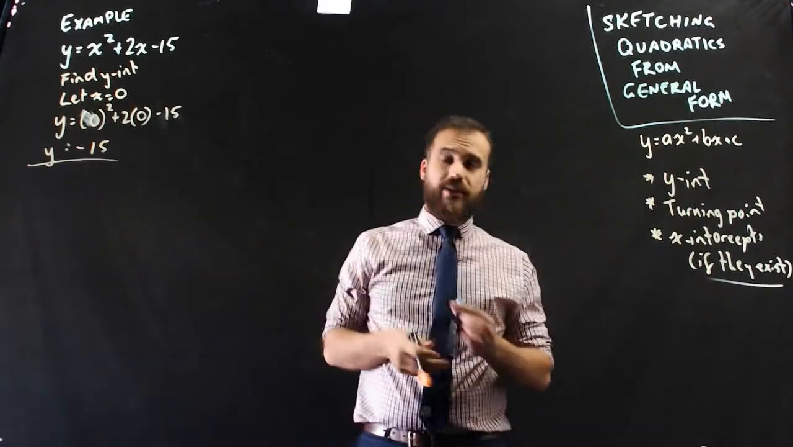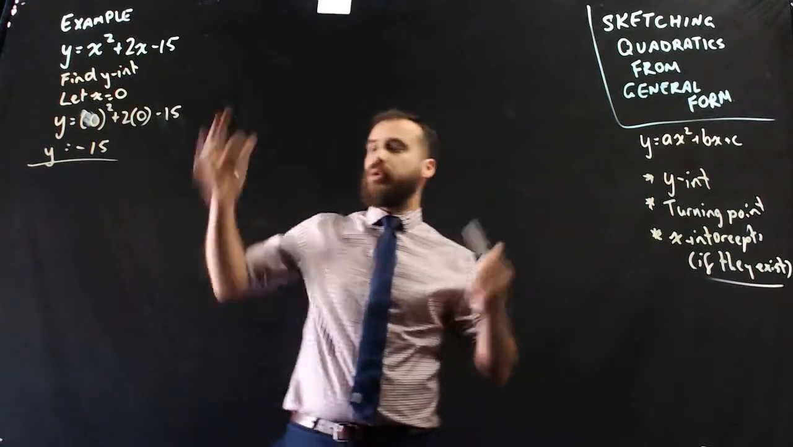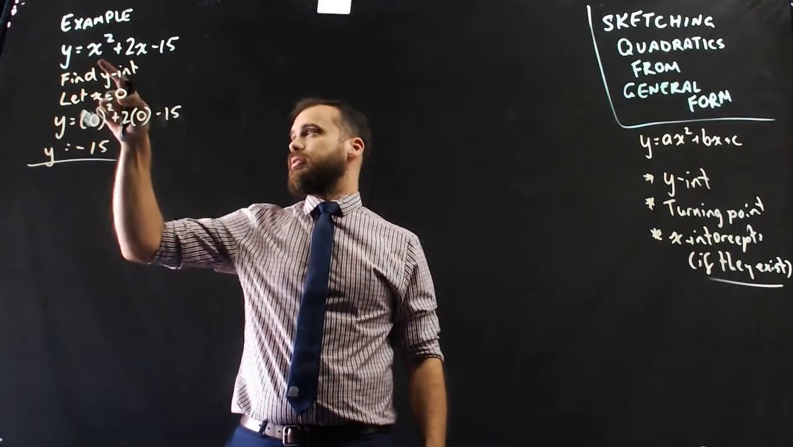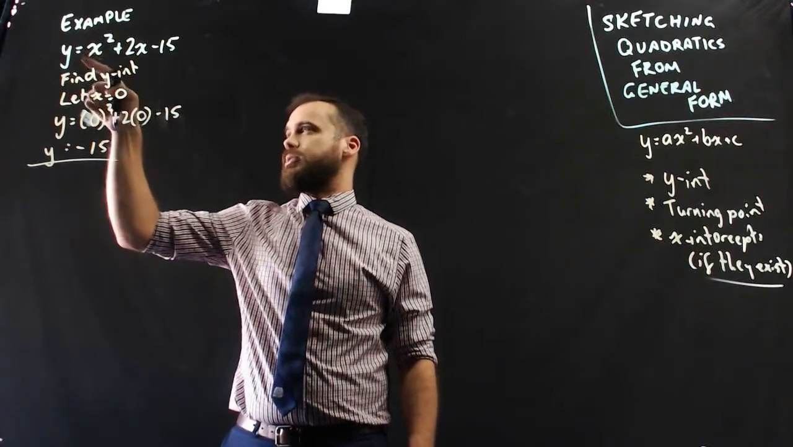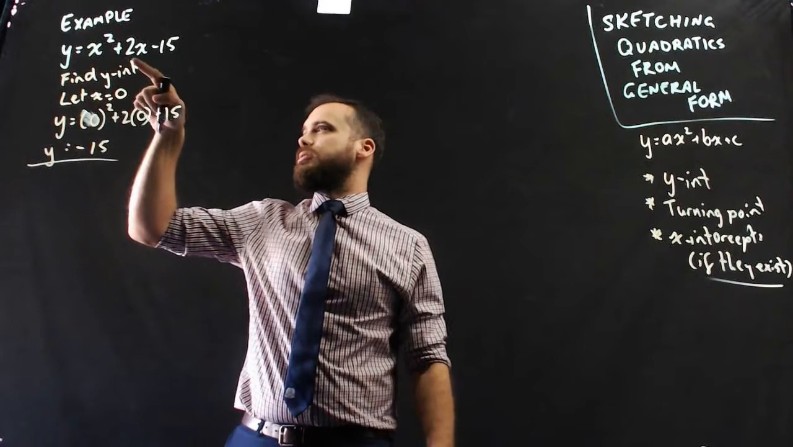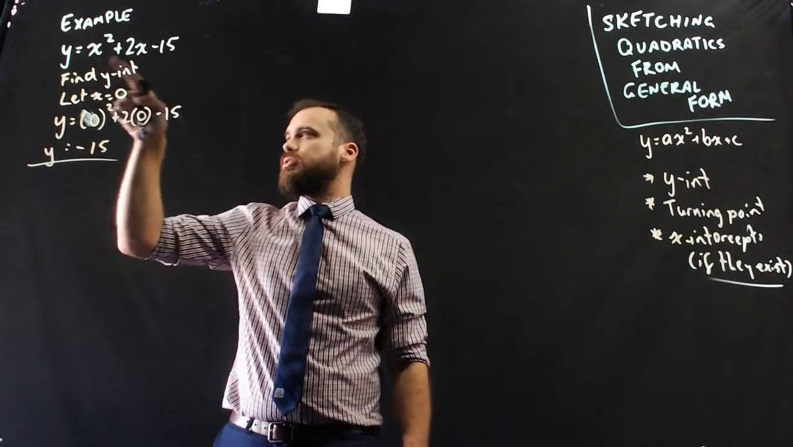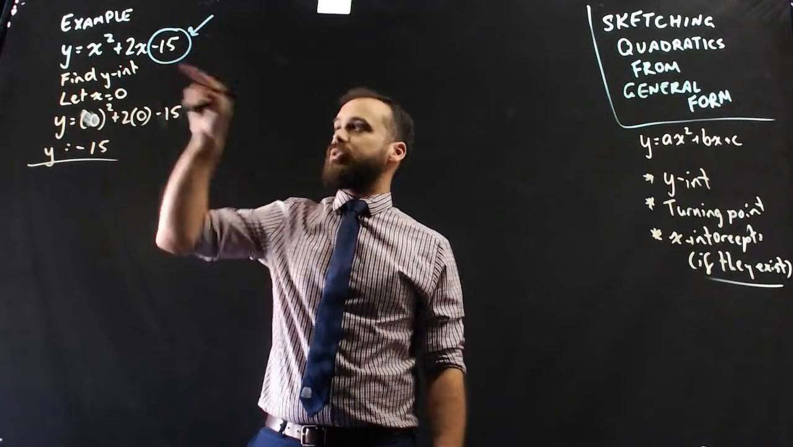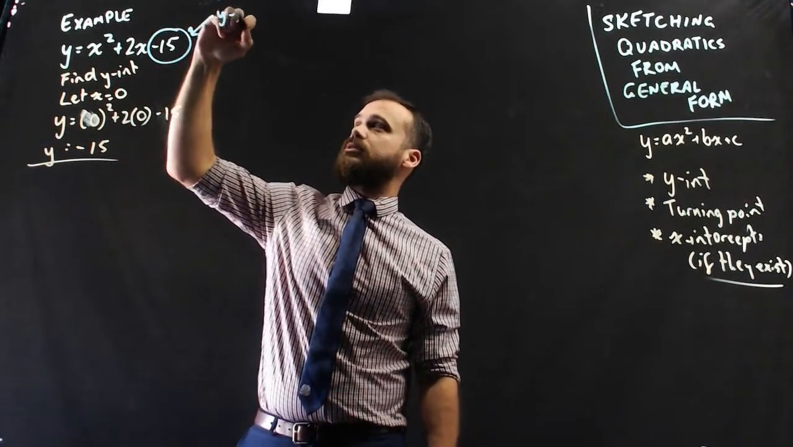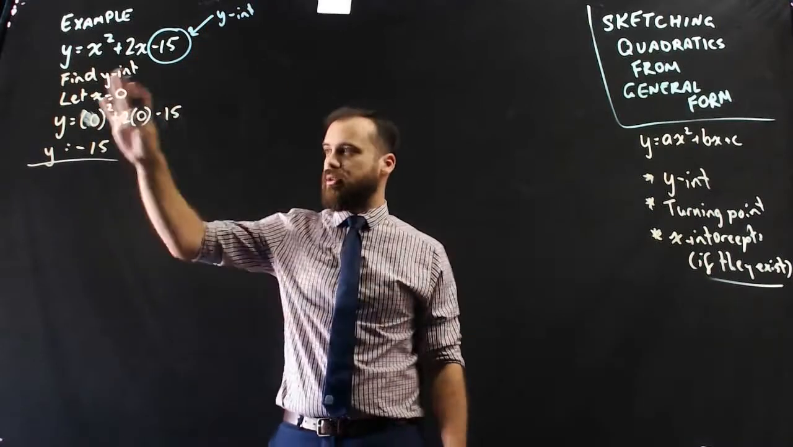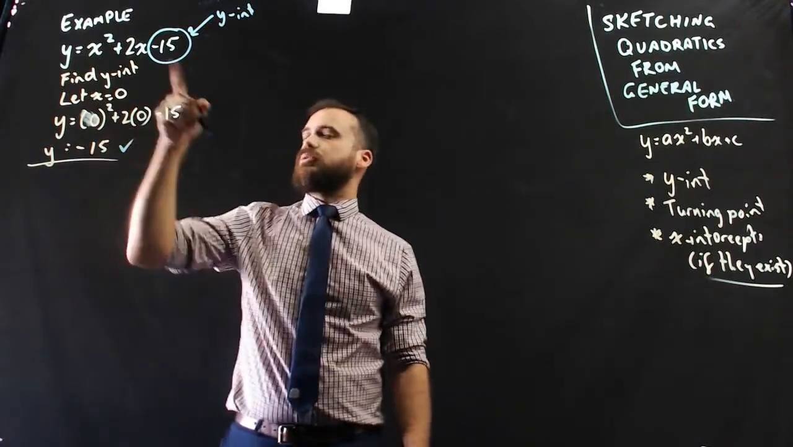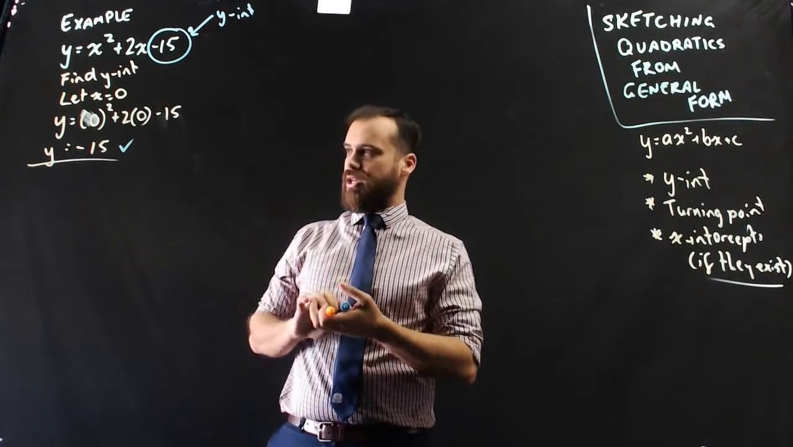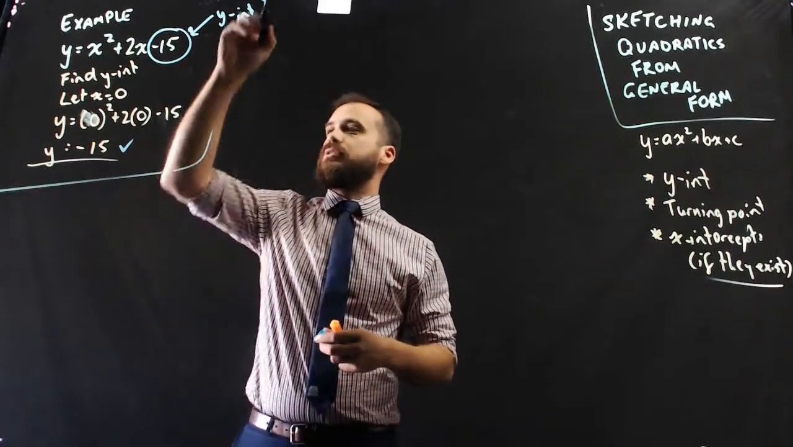Alright, now if you think about that, we can almost avoid all of that action, because anytime we let x equal 0 in a quadratic, it'll be 0 squared times some number, which is going to be 0, and then some number times 0. So these are always going to cancel out. So in the general form, the c value is always the y-intercept. So we can avoid the calculation and we can just say the y-intercept is equal to negative 15. Boom.